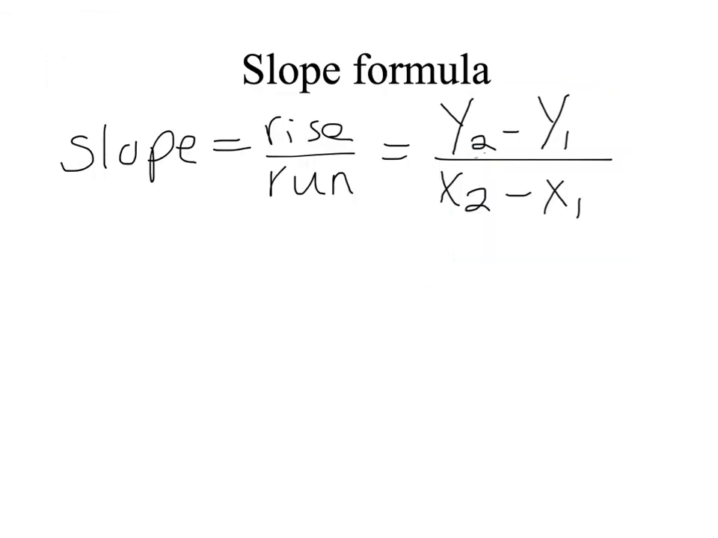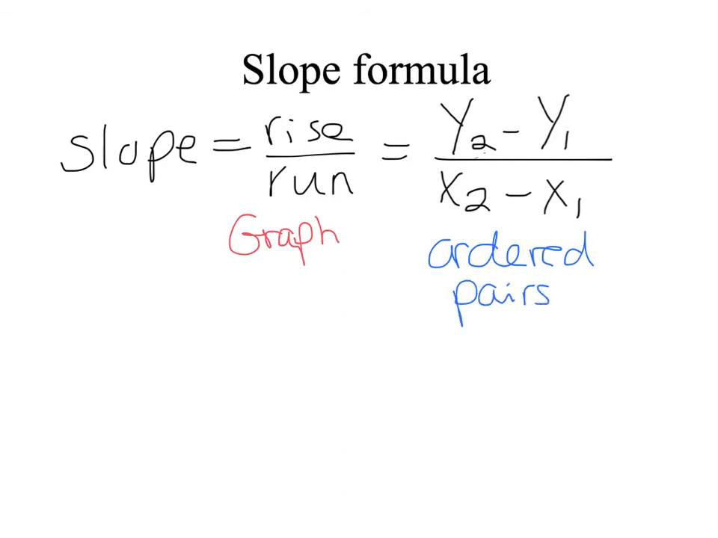Then there's also a slope formula, because sometimes if they give you a graph, so I would write this down, and underneath rise over run, I would write graph. If they give you a graph, the easiest way to find slope is just counting the blocks. If they don't give you a graph, if they give you ordered pairs, you're going to have to use this formula. It's the change in the y values, so y2 minus y1.